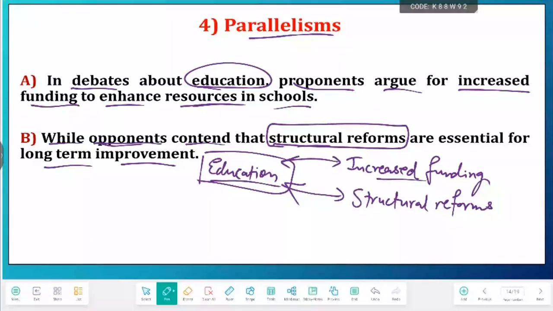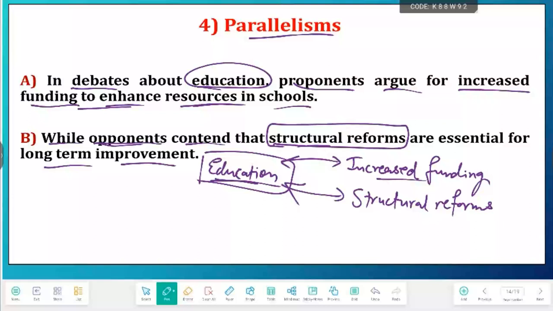Here, same direction means same goal. What is it? Education. There are two different paths. One is increased funding and the other is structural reforms. But both of them are going towards the same goal. So this is how we will find. This is how we should identify parallelism.